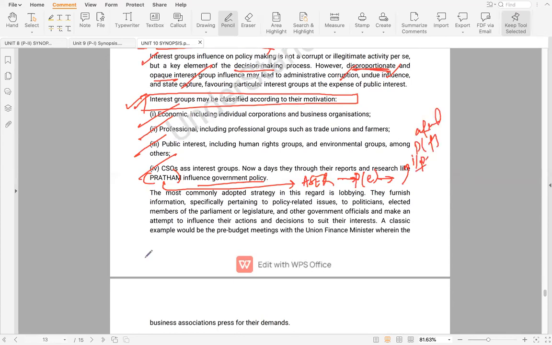The most commonly adopted strategy in this regard is lobbying. They furnish information, especially pertaining to policy-related issues, to politicians, elected members of the parliament or legislatures, and other government officials, and make an attempt to influence their actions and decisions to suit their interests. Lobbying, although not legal in India, is legal in USA, and corporate lobbying is legal in USA.